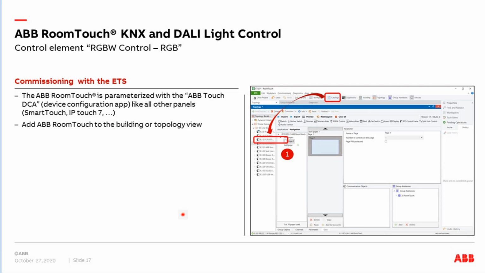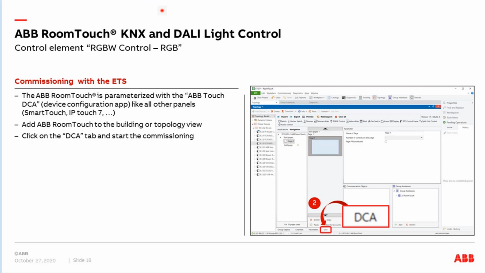Good, then let's start with commissioning. So at first we start the ETS. We add from the catalog the ABB RoomTouch to our building or topology view. Of course, if you still have an existing device, then we can skip this step.